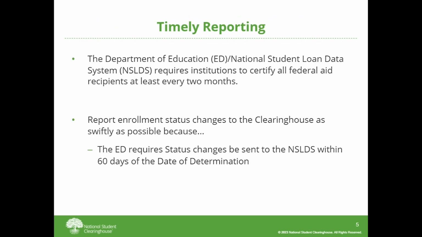When reporting enrollment data for compliance purposes, it is important to report accurate and timely data. The Department of Education and the National Student Loan Data System, also known as NSLDS, requires institutions to certify all federal aid recipients at least every 2 months. You want to be sure to report enrollment status changes to the clearinghouse as swiftly as possible because the Department of Education does require status changes to be sent to the NSLDS within 60 days of the date of determination. Because of these requirements, the clearinghouse encourages you to review and process the error resolution report as swiftly as possible.